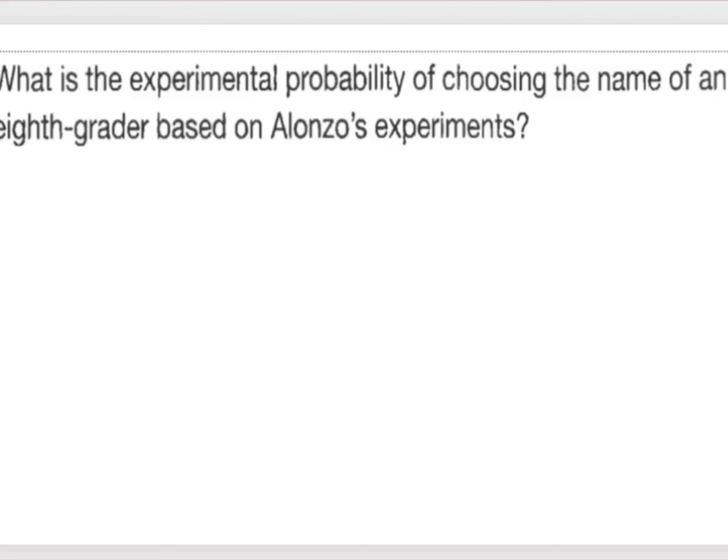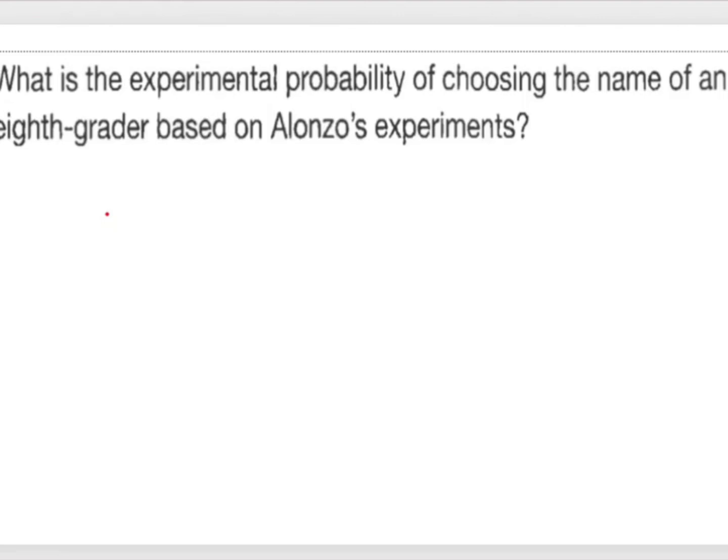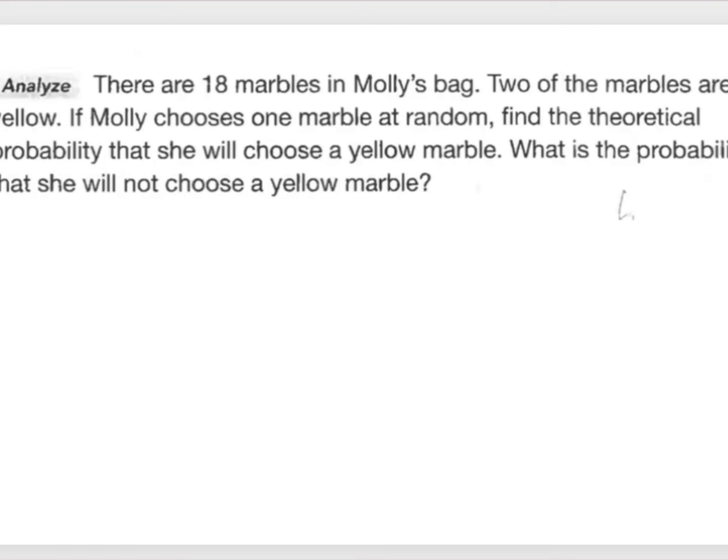What is the experimental probability of choosing the name of an 8th grader? Okay, so that one was 60% was experimental. So that was 60%. And that was 50%. All right, the next one.